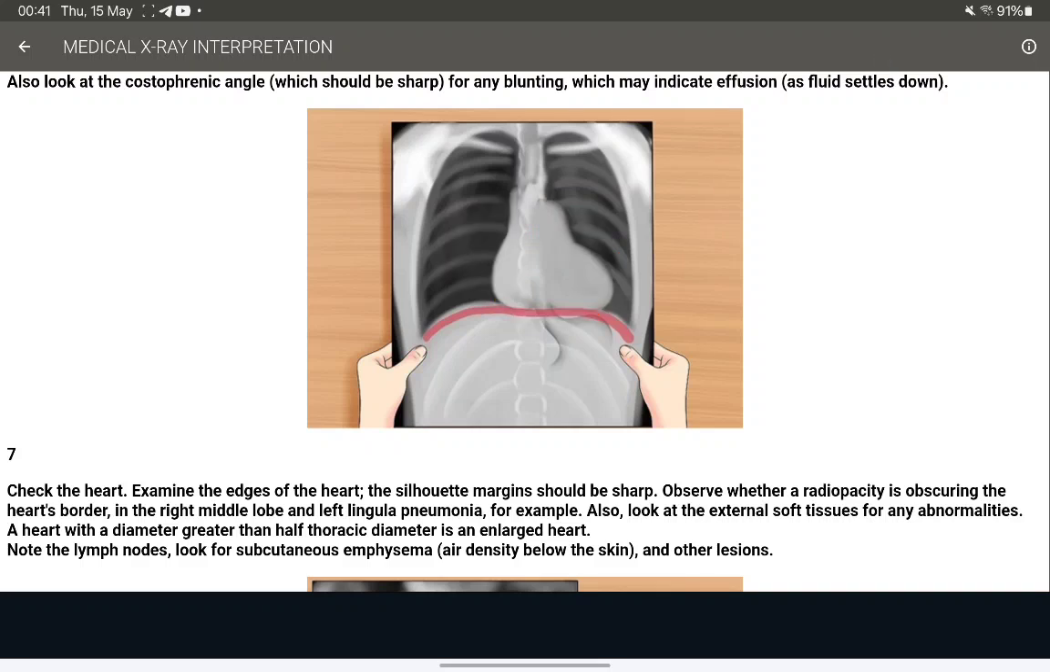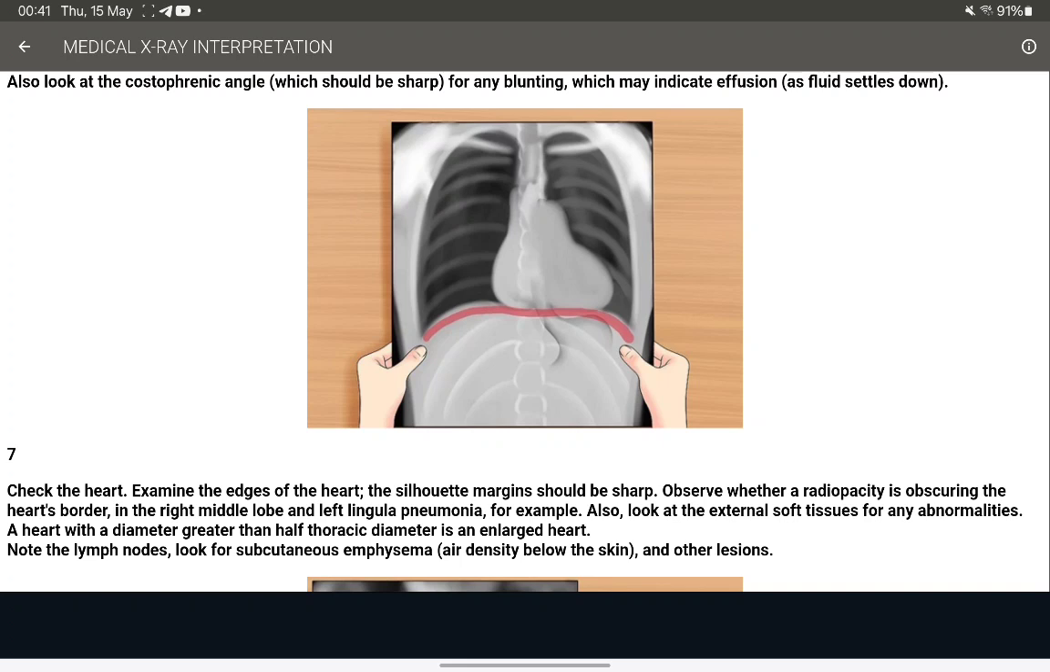Again, check the heart, examine the edge of the heart. The silhouette margin should be sharp. Observe whether a radiopacity is obscuring the heart border in the right middle lobe and left lingula, as in pneumonia, for example. Also look at the external soft tissue for any abnormalities.